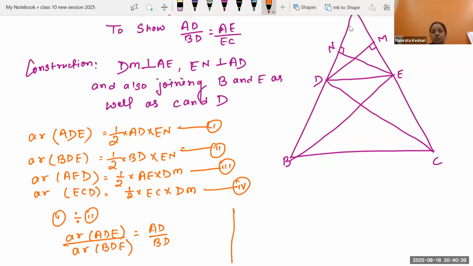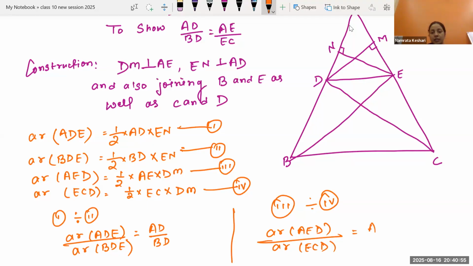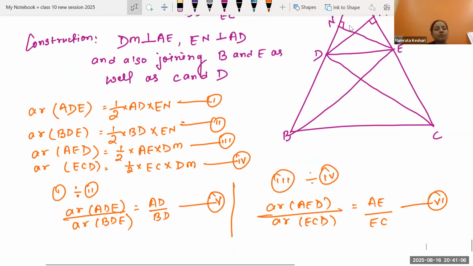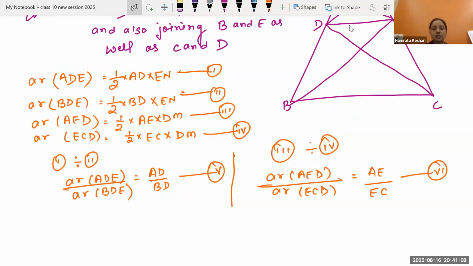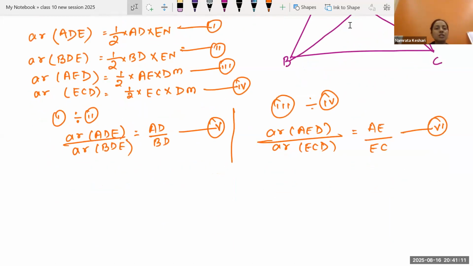You can show the cancellation as well. 3 divided by 4: area of AED over area of ECD is equal to AE by EC. Now we just have to show that equation number 5 and equation number 6 are equal to each other. Here we have done till here in the last class. Now I am going to tell you why 5 and 6 will be the same.